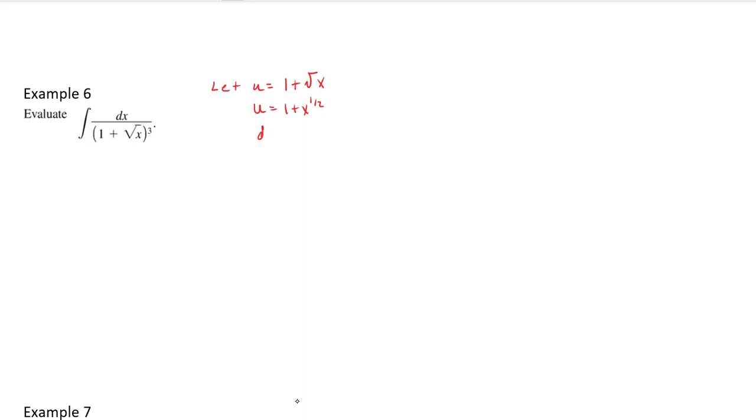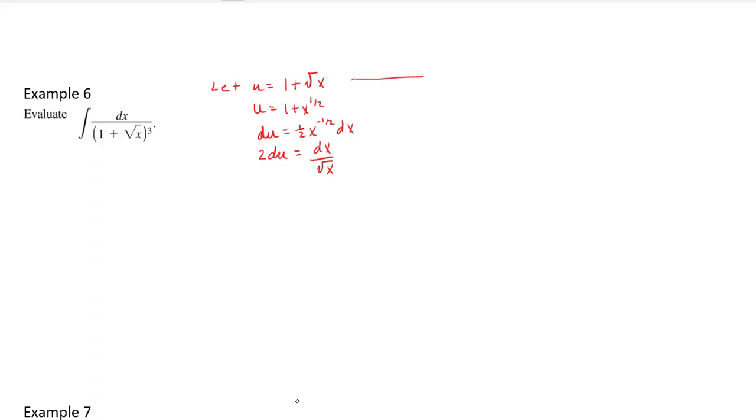I'm writing it like that so that it makes it easier to see what du is going to be equal to. du is going to be equal to 1/2 x to the negative 1/2 dx. If I multiply both sides by 2 and get rid of the negative, that's going to give me 2 du is equal to dx over the square root of x. But what is the square root of x equal to?